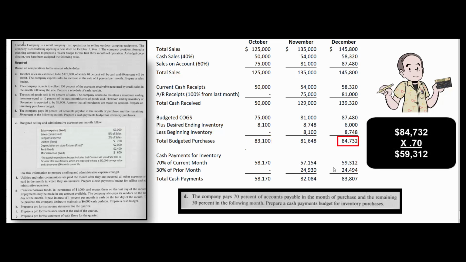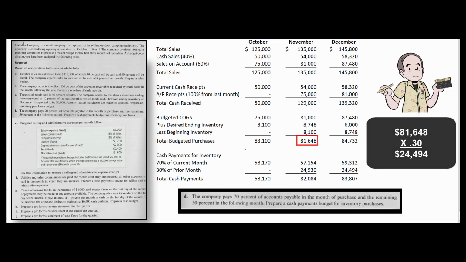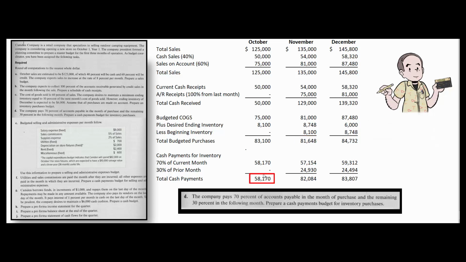When we get to December, we pay 70% of that month's purchases. 70% of 84,732 is 59,312. And we pay 30% of what's left over from November. November we bought stuff for $81,648. 30% of that is $24,494. So our cash payments for inventory are $58,170 for October, $82,084 for November, and $83,807 for December.